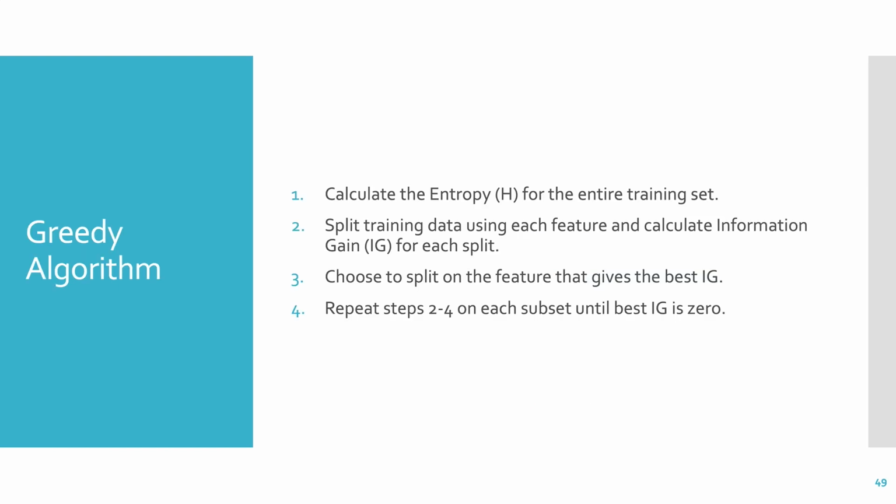This brings us to the greedy algorithm that we're going to use to build the tree. It has roughly 4 steps. Although you don't need to remember them or write them down in this particular order, this is the general order.